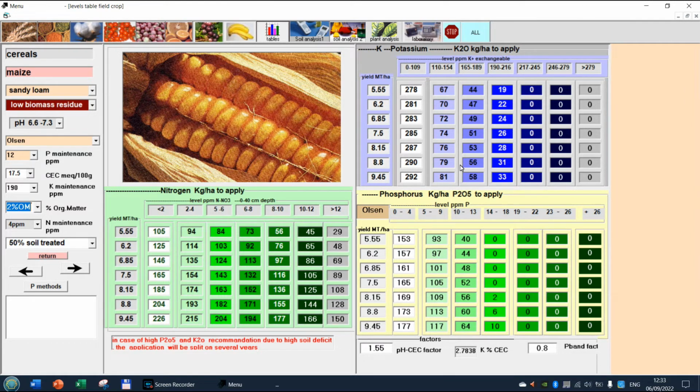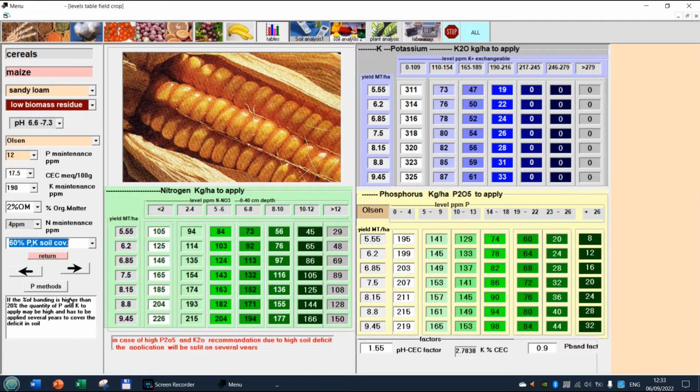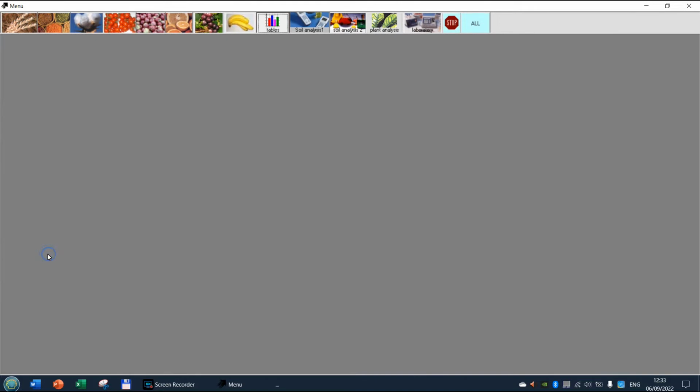This software is showing with the matrix method a very wide range of recommendation depending on yields, depending on lab results and analysis for nitrogen, phosphorus, potassium, and always we have the possibility to change one of the parameters and to see the impact on the recommendation. If the application, for instance, is banding, it will have an impact on the recommendation also, or total broadcast. So this is a very unique screen.